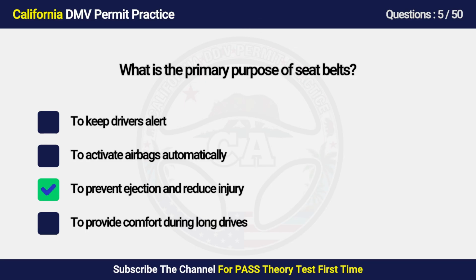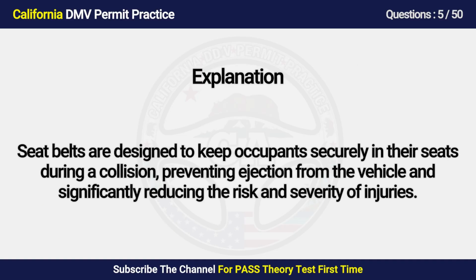Answer is C. To prevent ejection and reduce injury. Seat belts are designed to keep occupants securely in their seats during a collision, preventing ejection from the vehicle and significantly reducing the risk and severity of injury.